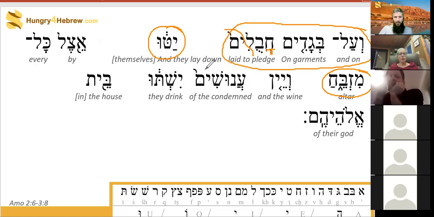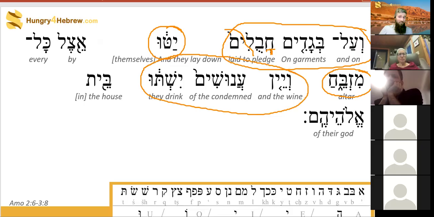V'yen anushim yishtu. Oh boy. You remember in the Torah where the priests are not supposed to drink alcohol when they're going to go and service the altar and do their regularly performed tasks. So here they have wine, some kind of wine that they're drinking next to every altar, but it's not just plain old wine. It's in construct right here. It's not yayin, it's yen. Yen. It's wine of anushim. Okay.